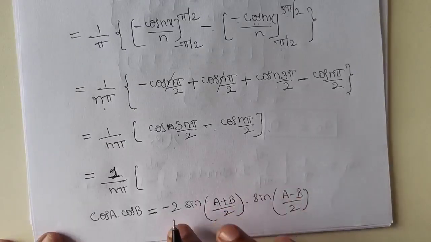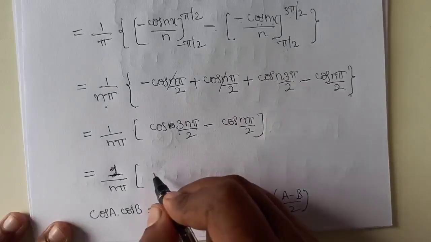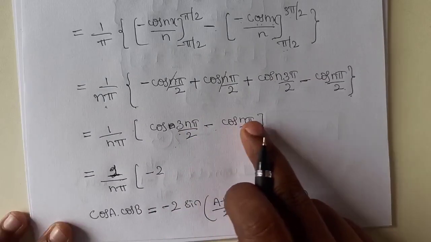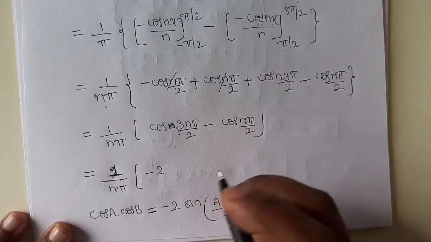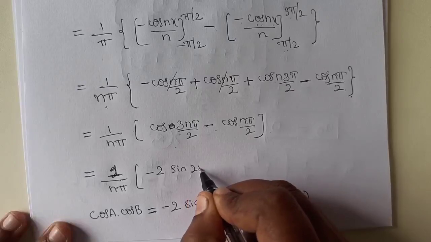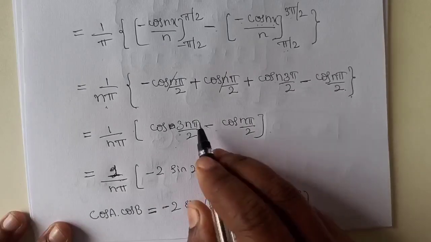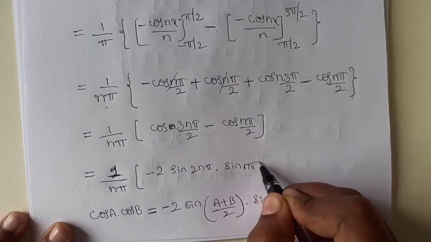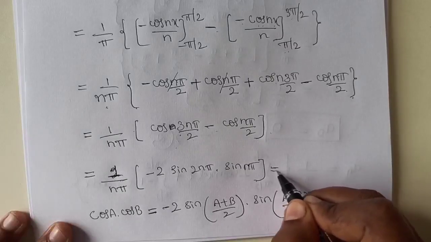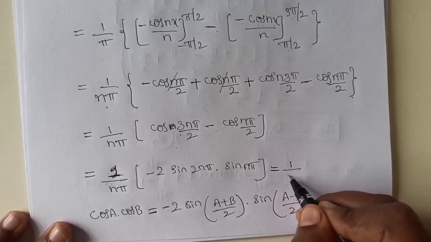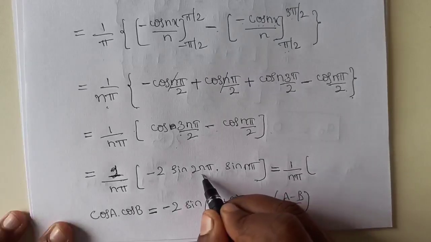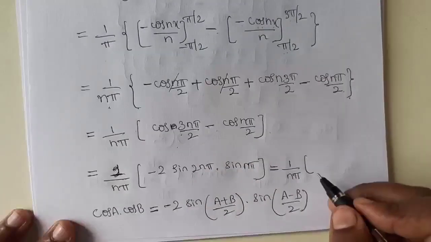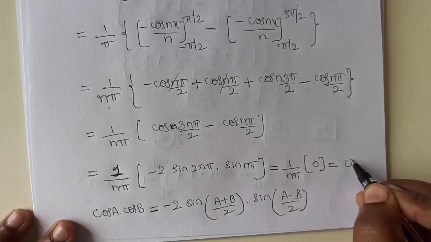So by applying this formula and simplifying, we get minus 2 sine of a plus b, that is 3n pi by 2 plus n pi by 2. On adding, we get 2n pi, that is sine of 2n pi into sine of 3n pi by 2 minus n pi by 2, which is sine of n pi. So this is equals to 1 divided by n pi. We know that sine of any multiple of pi, it may be even or odd, is equals to 0. Therefore here we get total is 0.